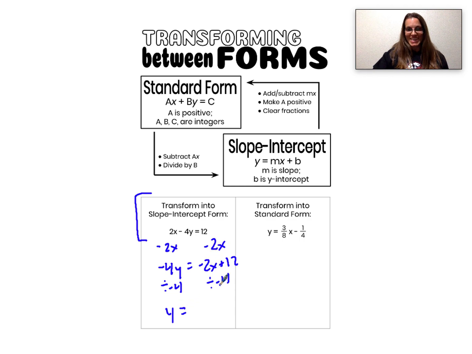And now here is the error-prone moment. I'm dividing each term by negative 4. What is negative 2x divided by negative 4? To find the slope, I'm just going to think about negative 2 divided by negative 4. 2 divided by 4, that fraction simplifies to 1/2. So negative 2 over negative 4 is 1/2, and that's my slope, x. 12 divided by negative 4 is minus 3. So here is my slope-intercept form, transformed form of 2x minus 4y equals 12.